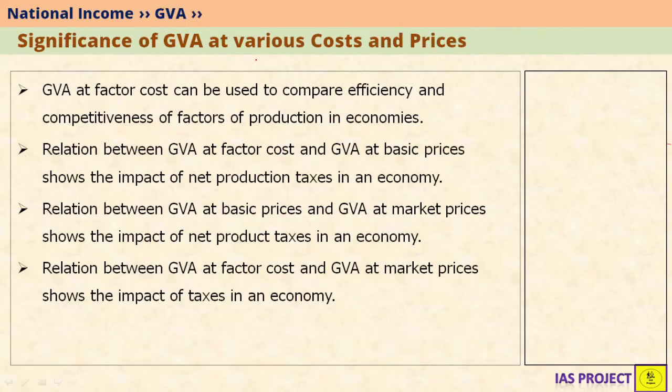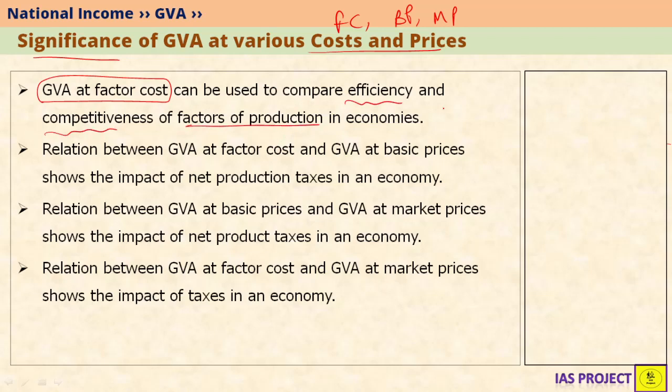So why do we need to calculate GVA at different costs and prices? That is, we have factor cost, we also have basic price, and then we have market price. Why do we need to calculate GVA at these three different prices? There is a reason for that and there is a significance for that. First, let's look at what the significance of GVA at factor cost is. GVA at factor cost is used to compare efficiency and competitiveness of factors of production in economies. We can compare two economies, India and China.